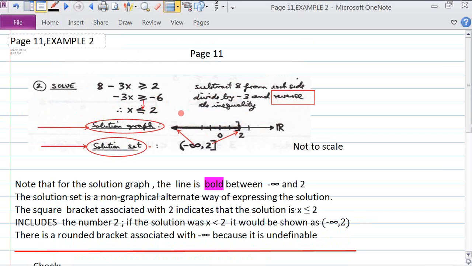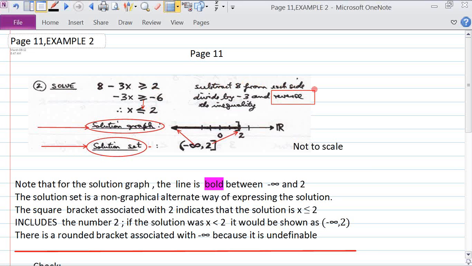Okay, let's go to the second example here. And we're asked, what are the values of x that make this inequality true? So we do the same kinds of things that we did with regular equations. We want the variable on the left and the number on the right. So the first thing I'm going to do is get rid of this 8 by subtracting 8 from the left and subtracting 8 from the right.